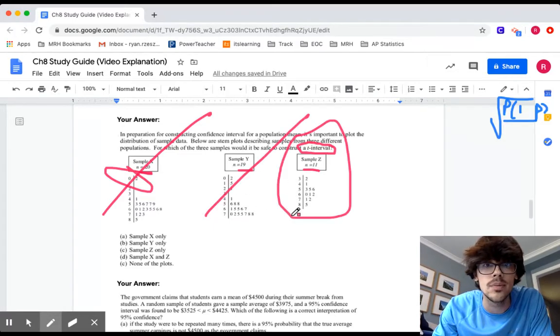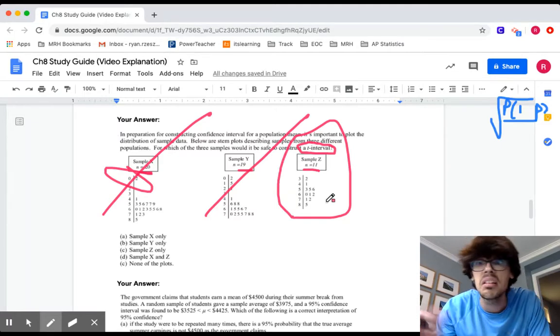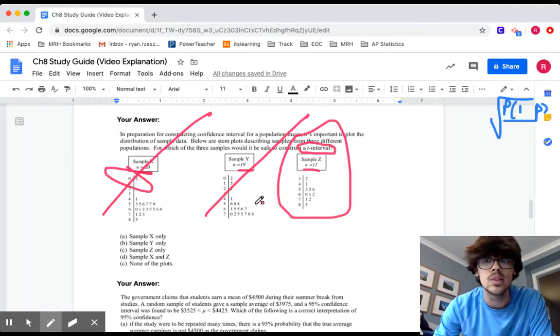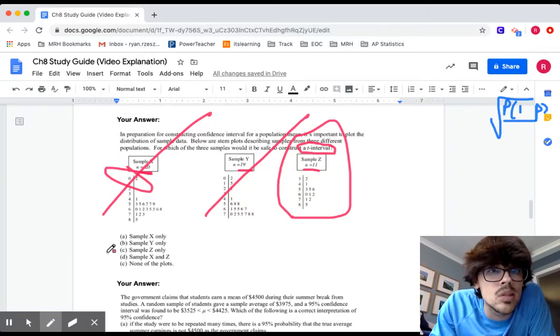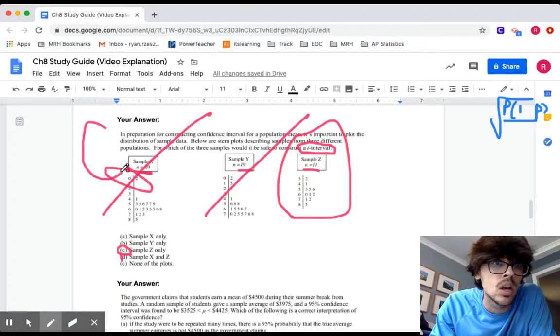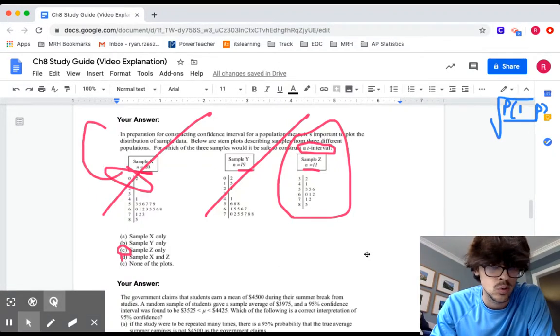But this third graph, even with the sample size of 11, is relatively symmetric, no outliers, nothing to say the population couldn't be normal. So that is going to mean that sample Z is the only option out of those 3 where we could do a t distribution. Answer is choice C.